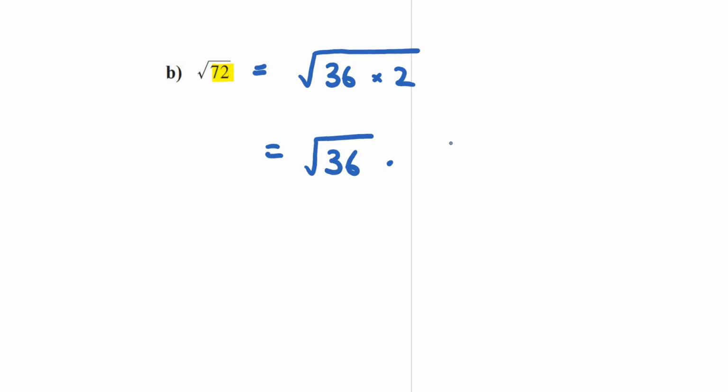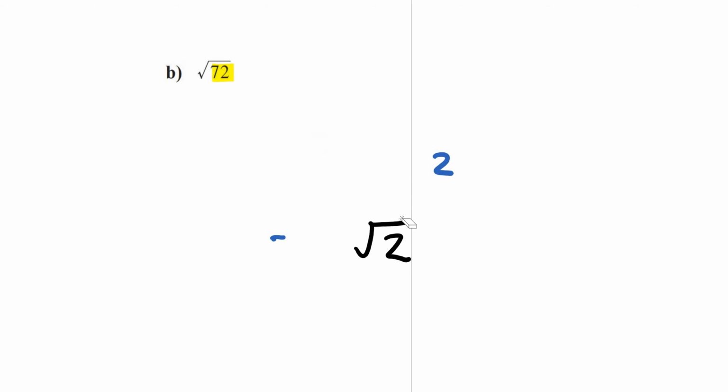For letter B here, the fastest way to do this is if you think of 72, what are 2 numbers that multiply to 72? I'm thinking of 36 and 2. So that can be 36 times 2. And then I can break this up into 2 individual radicals. So root 36 times root 2. And the square root of 36 is 6, right? So my final answer is 6 root 2. Okay, so that's one way you could do that particular question. And if you're good with that, you can stop.